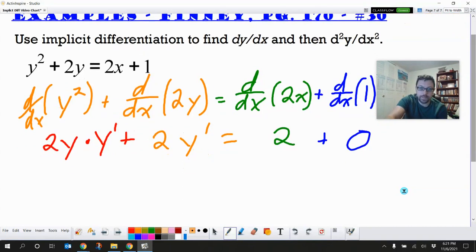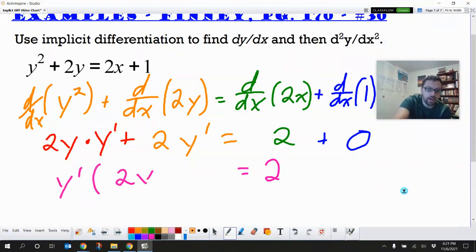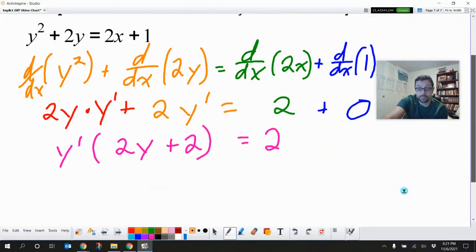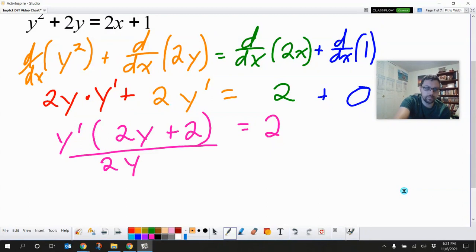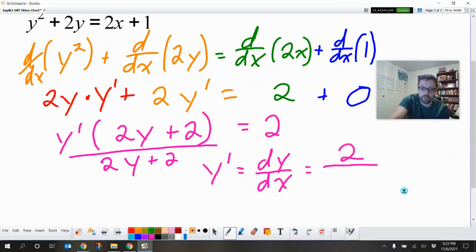Okay, so 2 plus 0, I'm pretty sure that's 2. And then just like we did in the last example, I am going to factor out that y prime. So I get y prime, and then we get a 2y plus 2. And then I can divide both sides by that. So y prime, or you could also say dy over dx, because those mean the same thing. It's just different ways of writing it, equals 2 over 2y plus 2. And this we could factor out a 2 and do a little canceling. And so we could clean this up to be 1 over y plus 1.